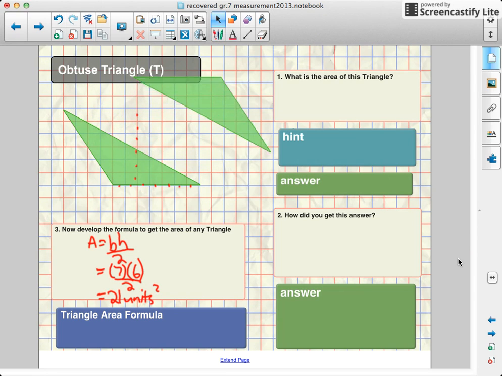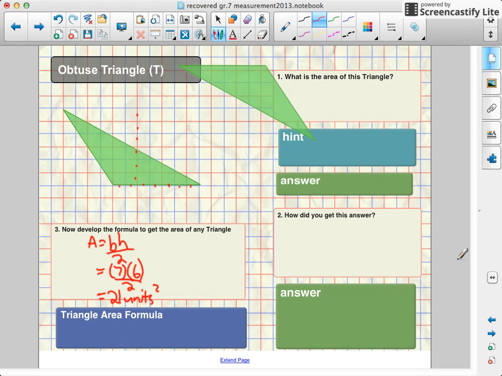Now, if this other triangle wasn't here, you have to make sure that the base and the height are at a 90-degree angle right here. So I still only count my base from here to here, but my height goes from here to here. Okay, so don't include this part right here, and don't count this side length as the height. Make sure it's perpendicular at a 90-degree angle.